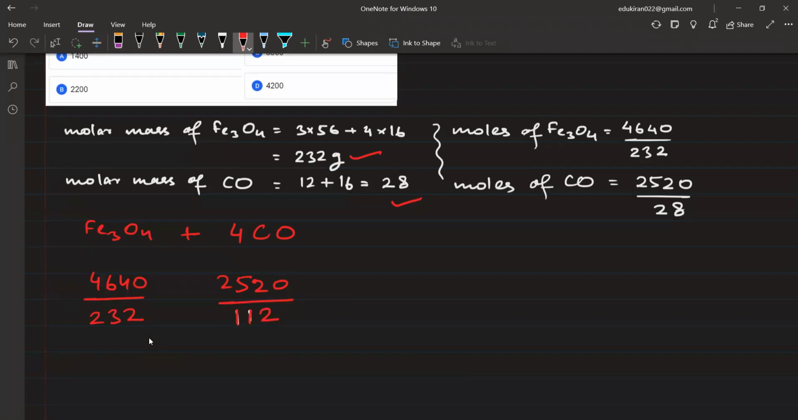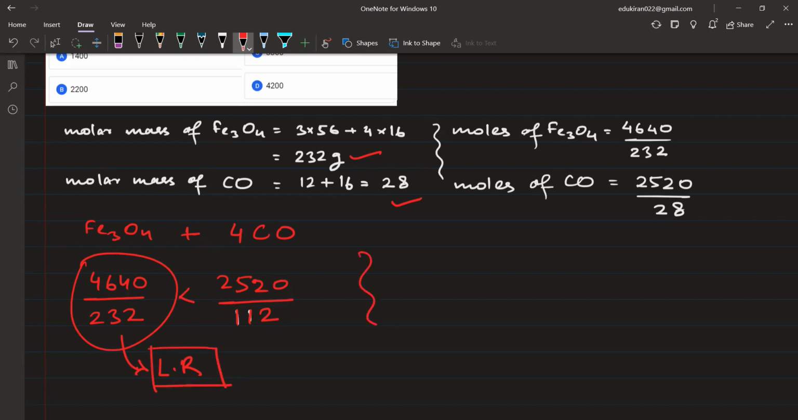Look, how much will double of 112 be? 224, which is very near to 232. But if you double 2520, how much will it be? It will be more than 5000. So obviously here the numerator is much bigger, okay? So obviously 4CO is going to be greater. What is smaller with you? 4304. So that means this is my limiting reagent. This is your limiting reagent, right?